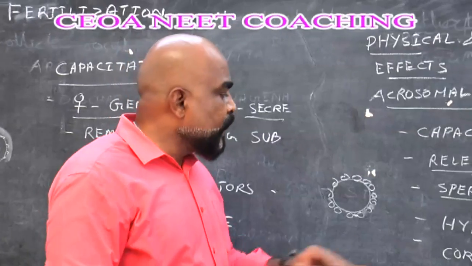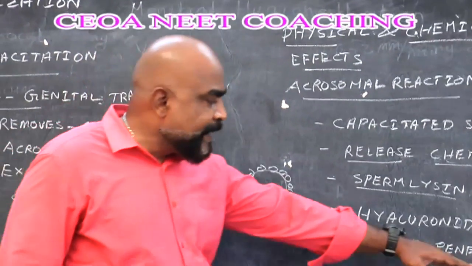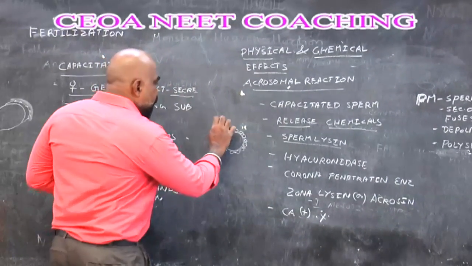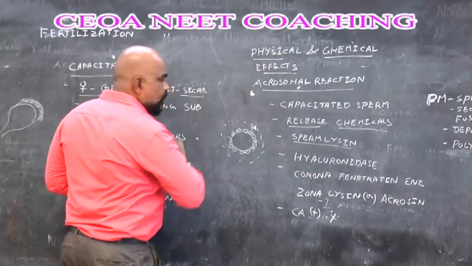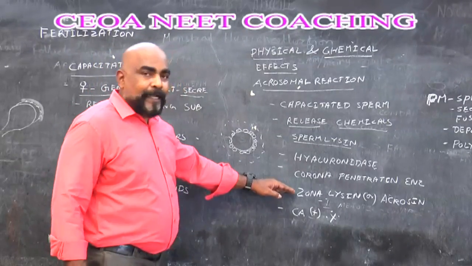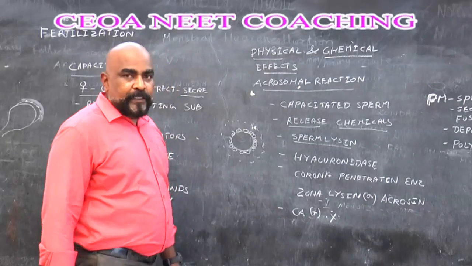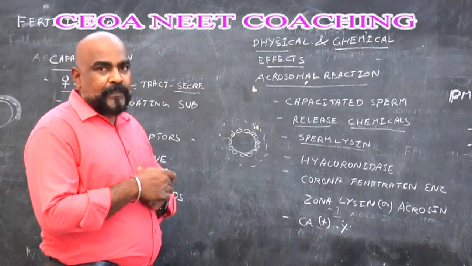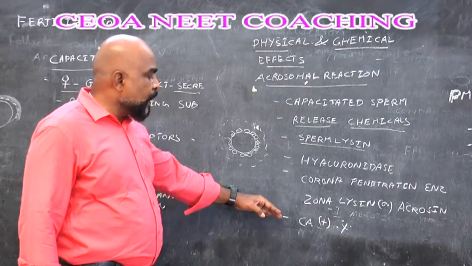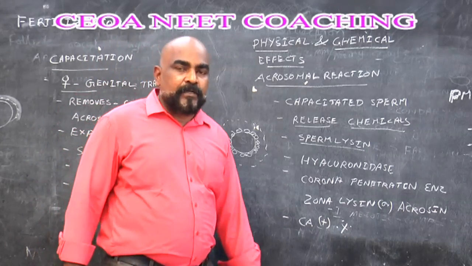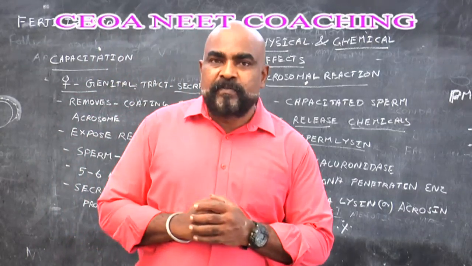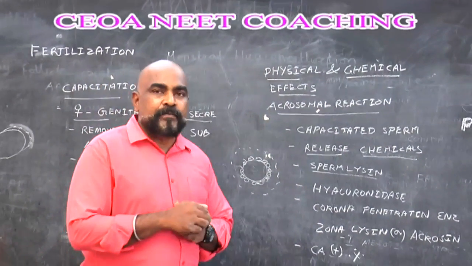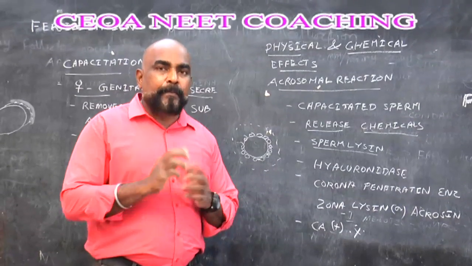The next one, corona penetrating enzyme. As the name indicates, it penetrates the corona radiata. And the third is zona lysine, also called acrosin. It digests the zona pellucida. And for this process to happen, calcium ions are important. So if there is deficiency of calcium ions, the penetration of the sperm into the secondary oocyte may not happen.